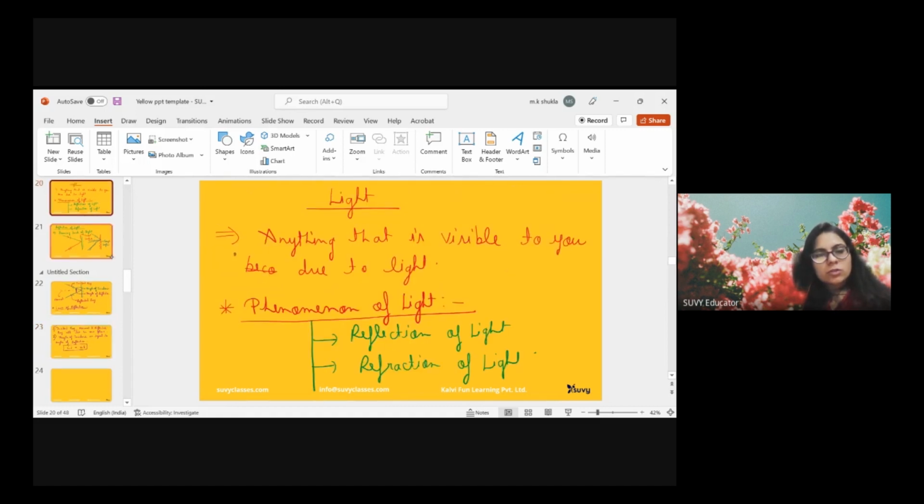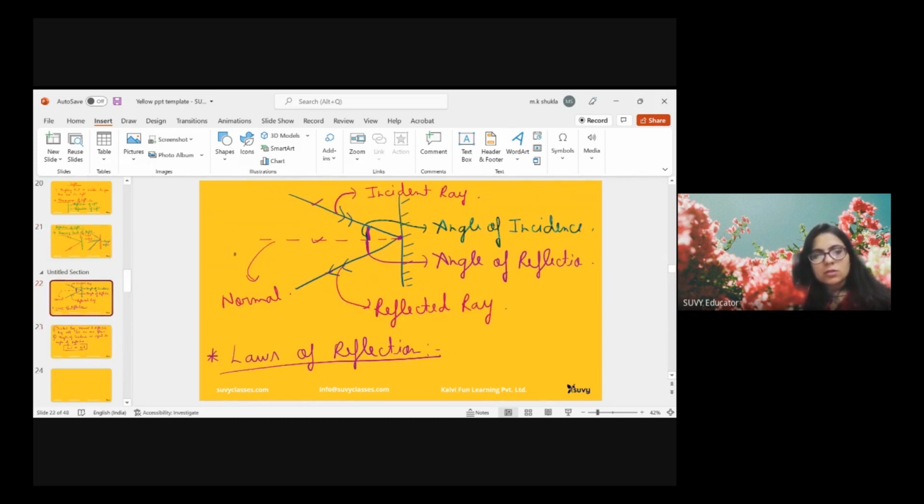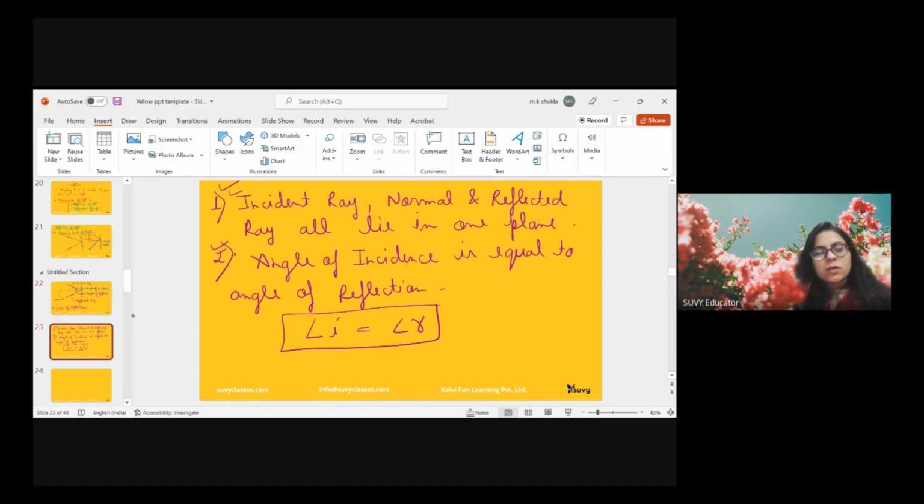So what is reflection? There are two phenomena of light, reflection and refraction. What is reflection? Bouncing back of light. When it strikes any surface, the light will bounce back. If it is a smooth surface, the light will bounce back in a straight line and in the opposite direction. If it is a rough surface, it will bounce back like this. This is the incident ray, reflected ray. This angle is the angle of incidence and angle of reflection, and this one is the normal. So the first law: incident ray, normal, and reflected ray lie in the same plane, and angle of incidence is equal to angle of reflection.